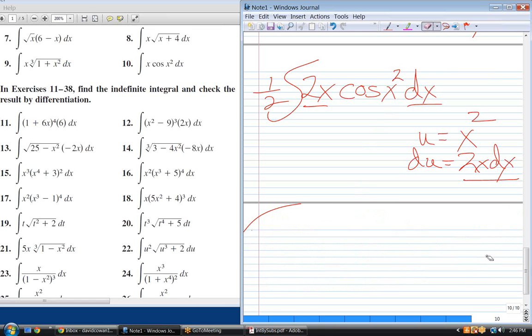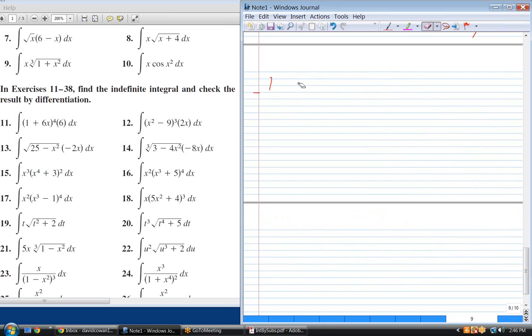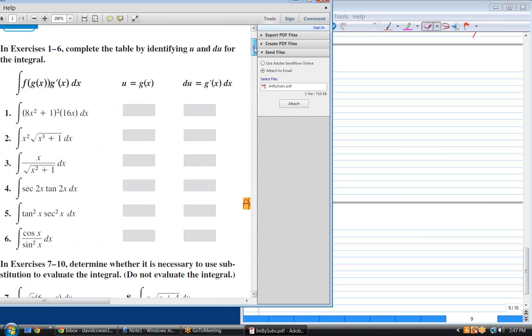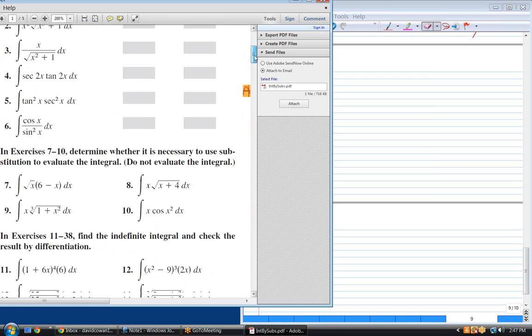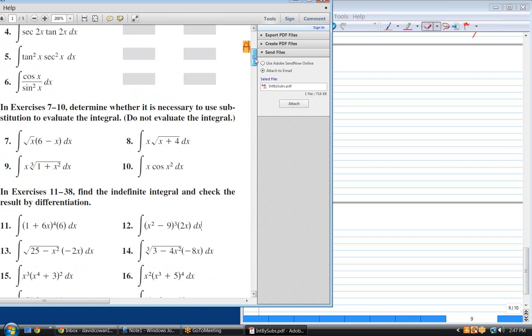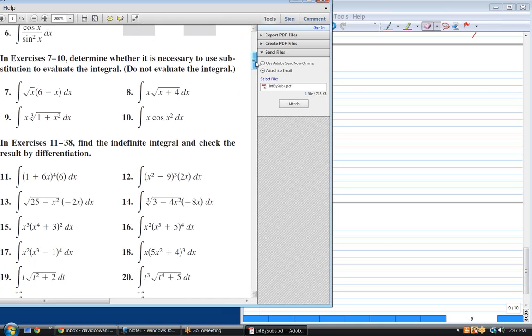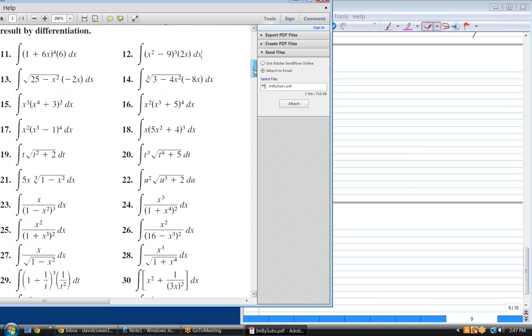So number 10, the only one of these problems that really required us to use the second type of u substitution was number 8. Number 7, I didn't need u substitution at all. Number 9 was of the first form, where we had f of g of x times g prime of x. And so was number 10. So number 9 and 10 were the first kind of u substitution.